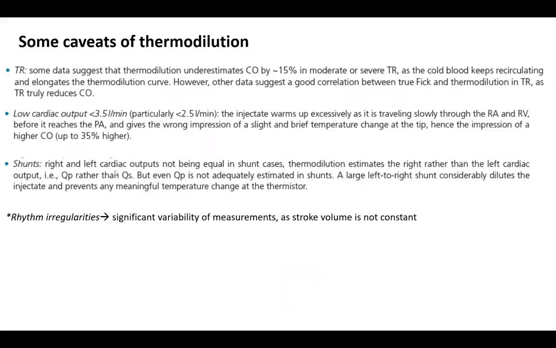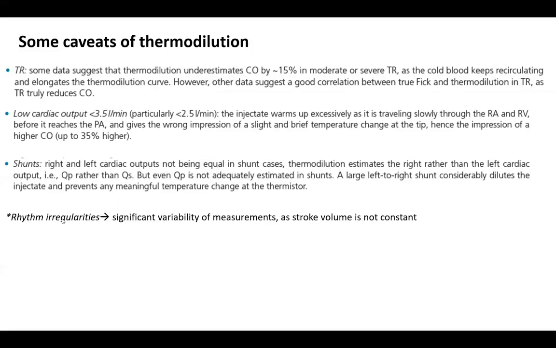Another interesting thing, even if, let's say theoretically, you get a measurement in shunt, this measurement is inaccurate, but importantly, that measurement is not left-sided output. You have to realize this is a QP. Remember, in shunt, the right output is different from the left output. It's a QP on the right and QS on the left. So the thermodilution in a shunt case is measuring QP, not QS. So keep that in mind. But again, I would ignore it fully.